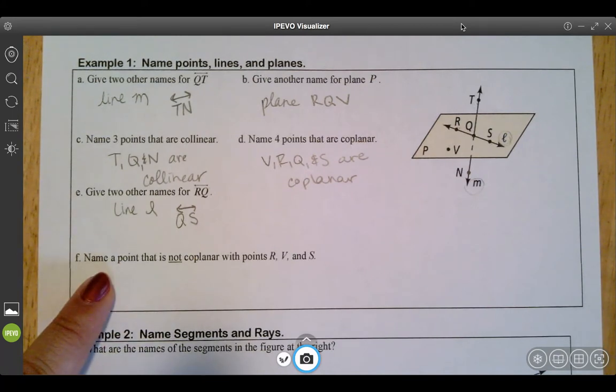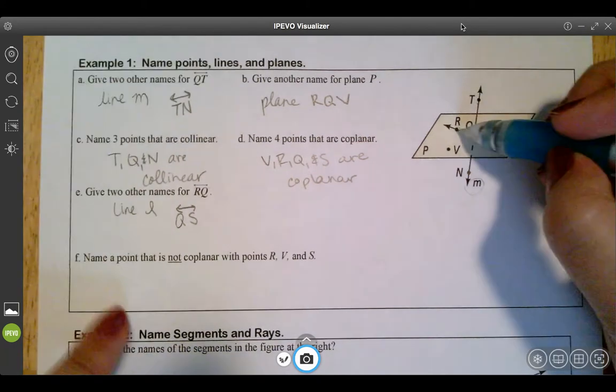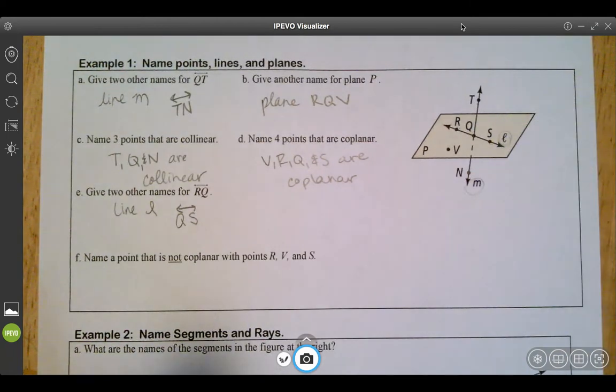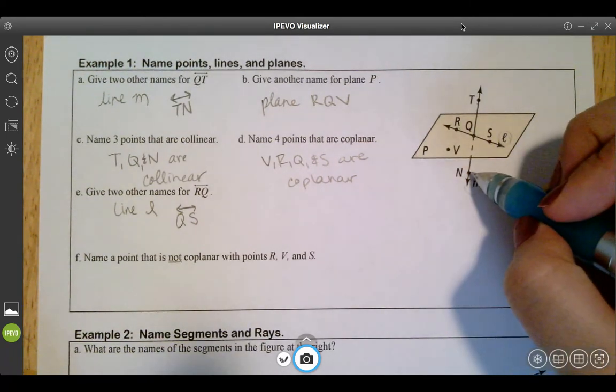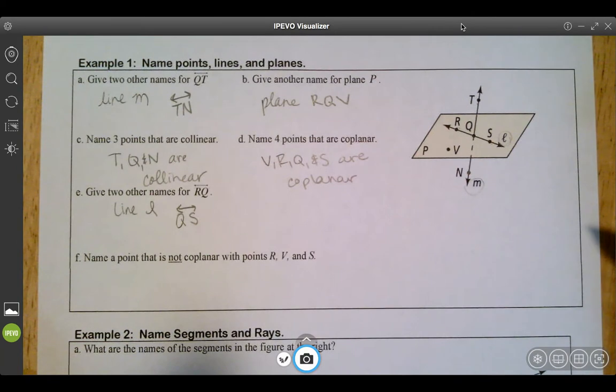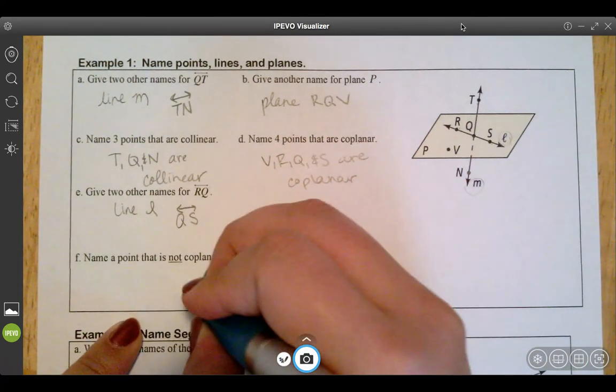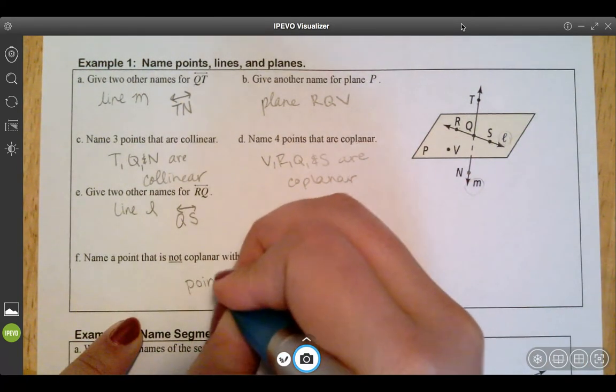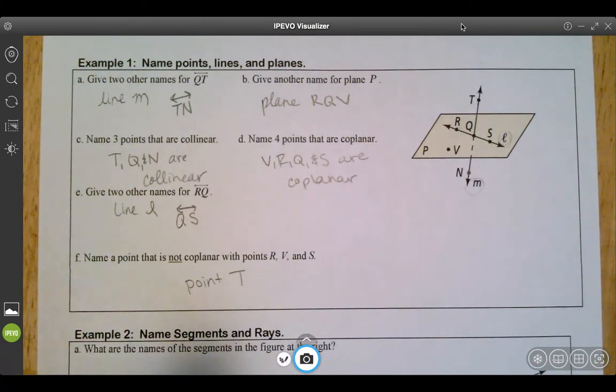And then part F, name a point that is not coplanar with R, V, and S. So R, V, and S, what is a point that is not on that plane? Well, we have 2 points here. N and T are both not on that plane. We just need one of them. So let's go point T or point N, either one.